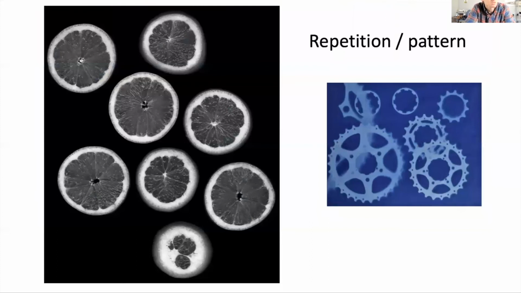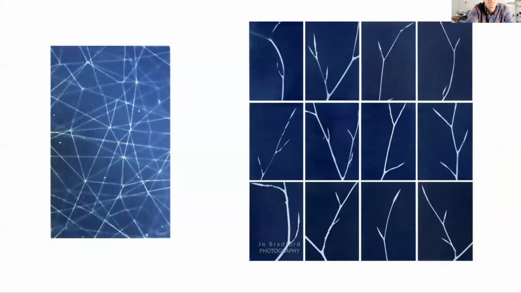Repetition and pattern is wonderful if you have lots of small things that all work together. So oranges on the left and gears on the right. Both really interesting things to work with. So for us, it could be grass, it could be twigs, it could be anything like that that you can make patterns on your cloth with. These are some other ones, some very nice twig patterns and very simple ways of working.